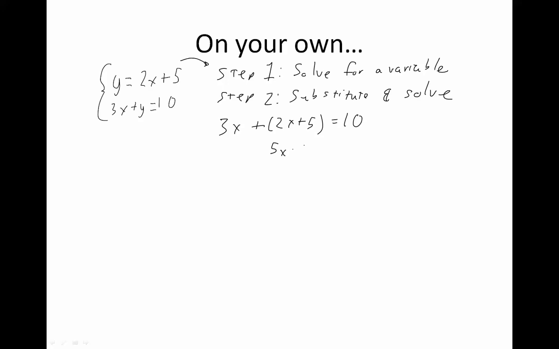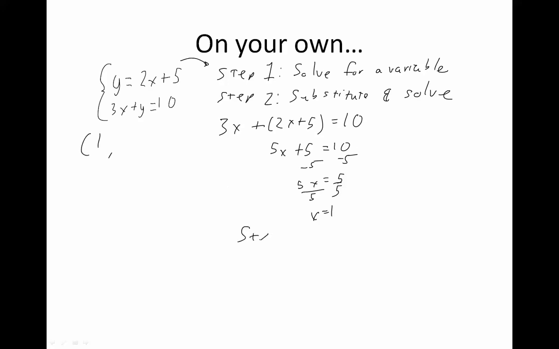So we can combine that, and it becomes 5x plus 5 equals 10. Subtracting 5 from both sides gives us 5x equals 5. And then we divide both sides by 5, and we get x equals 1. We have half of our solution.